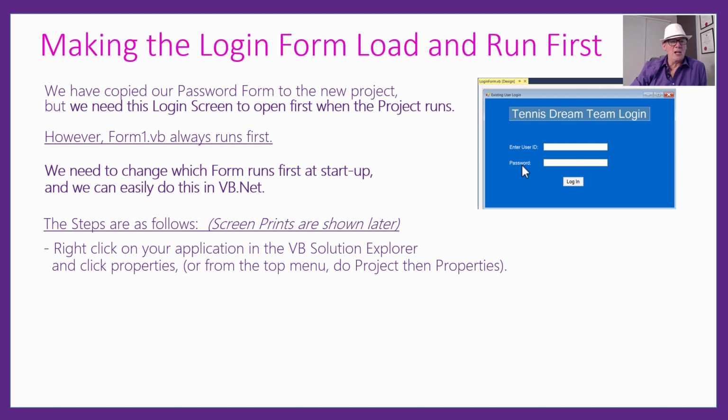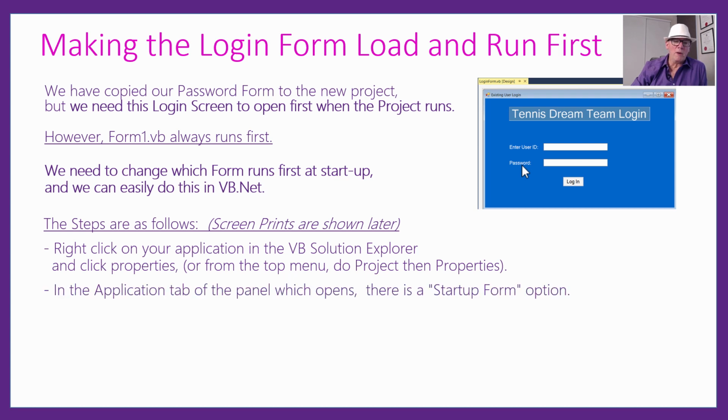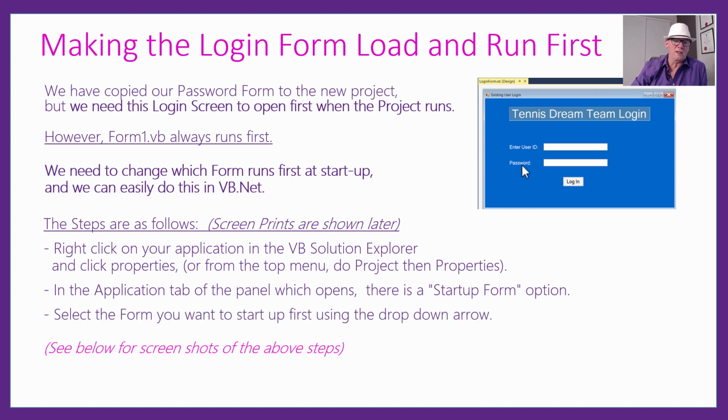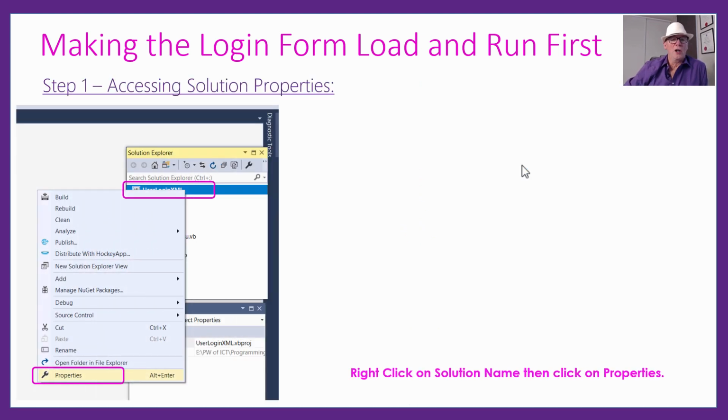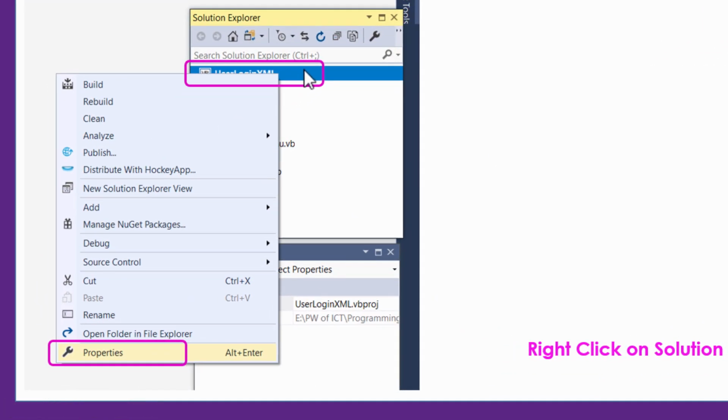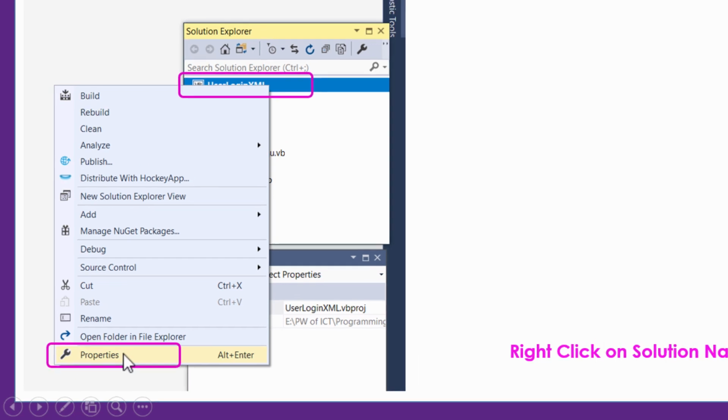We just right click up in that Solution Explorer again. This time we click Properties, and in the Properties, there's an Application tab in the panel that pops up, and we just need to change what the startup form is. Okay, so let's have a look at this screenshot so you can see exactly what you need to do. Up the top here where it's got the main name of your project in the Solution Explorer, you just need to right click on that and it'll open this up. And we're not doing Add this time, we're going right down the bottom and clicking on Properties.